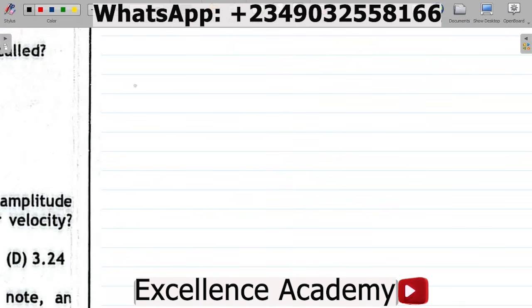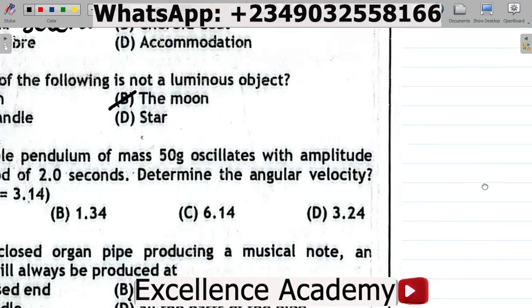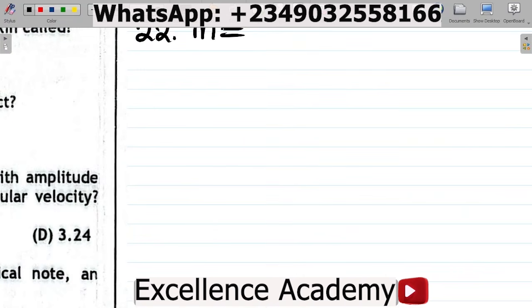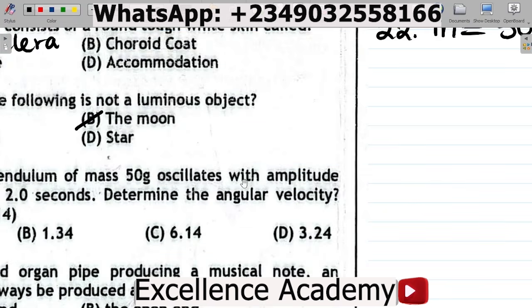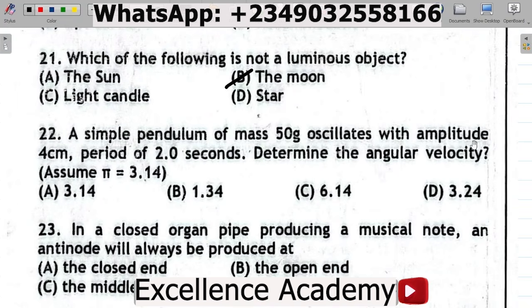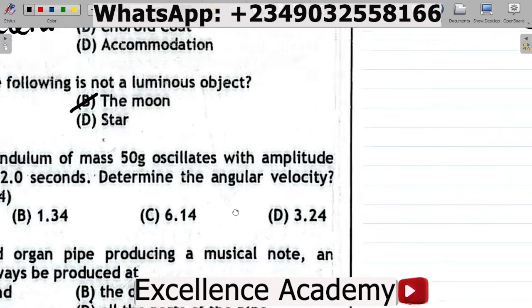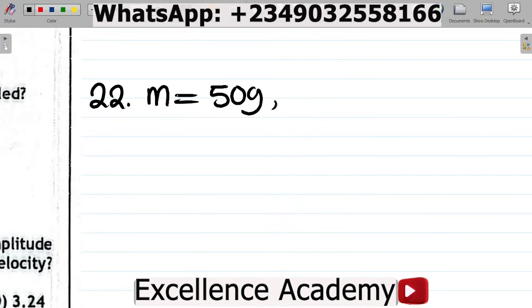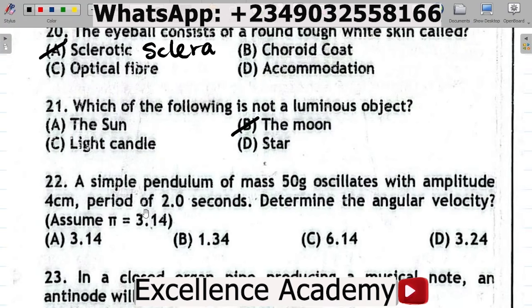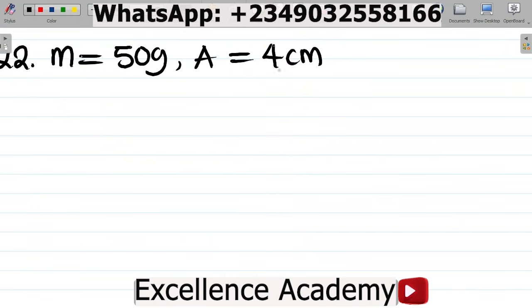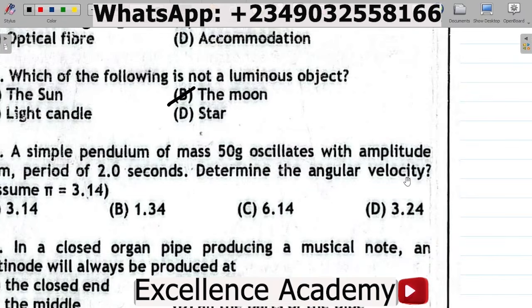For 22, let's list out the parameters. The first you're given there is the mass M. They said the mass is about 50 grams. So mass M, 50 grams. Next up, they said oscillates with an amplitude 4 cm. So you have the amplitude there, A equal to 4 cm. Next up, they said the period is 2 seconds. So time T is equal to 2 seconds. In this question, you're asked to find the angular velocity.